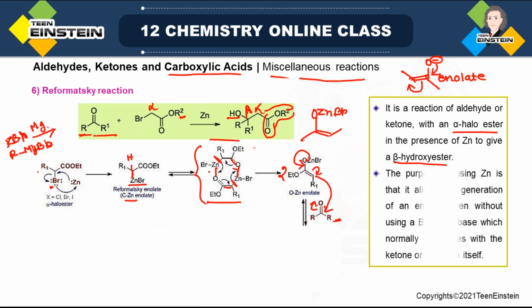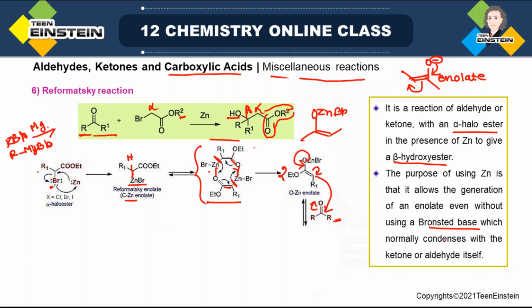So the purpose of using zinc in this reaction is that it allows the generation of an enolate without using any Bronsted base. Normally, if you have any molecule with an active alpha hydrogen, that is alpha with respect to the carbonyl group, in the presence of some Bronsted base which can accept H plus, suppose NaOH or KOH, it can capture any acidic hydrogen, there is carbanion generation, and this carbanion can form some enol.